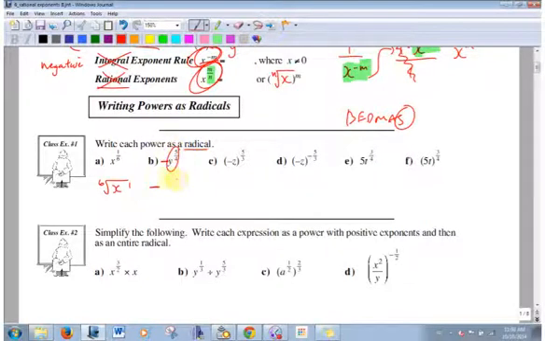What's this? The bottom part is the radical part. The top part is the exponent part. And then I subtract it. And that's it. It's a radical.